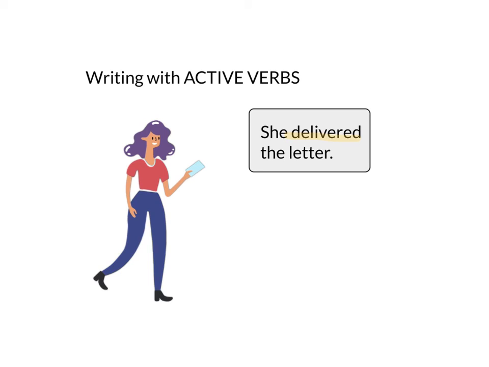I could easily say the girl had a letter, but that doesn't tell me anything that she's doing with it. Or the girl got a letter in the mailbox. But words like has and got and is, those words aren't active. They don't show what the subject is actually doing. So I've highlighted the word delivered because the word delivered is an active verb that shows exactly what she did.